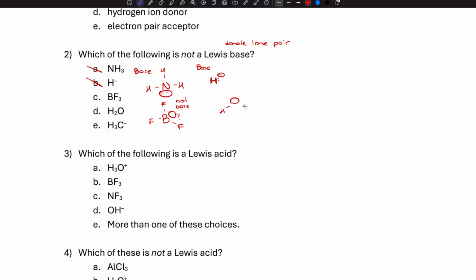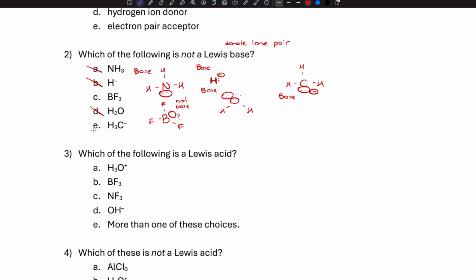H2O has 2 lone pairs around the oxygen, and so one of these can definitely be donated, meaning that it qualifies as a base. And CH3: notice that CH3 now has a negative formal charge. Remembering from our formal charges video, if we have a carbon with a negative charge, we have 3 bonds and a lone pair. This lone pair makes it a base.